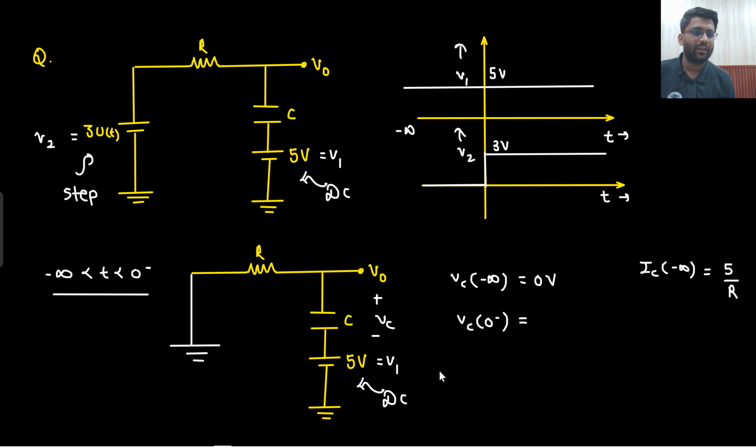At the steady state, what will happen? At the steady state, this will be open circuited. I am talking about 0 minus. So it will be open circuited. If it is open circuited, then there will not be any current here. So V naught value will be 0. So the circuit will look somewhat like this. This is grounded. This is the resistance R.